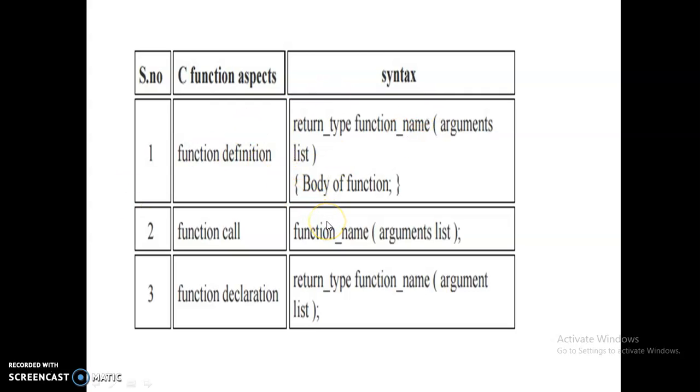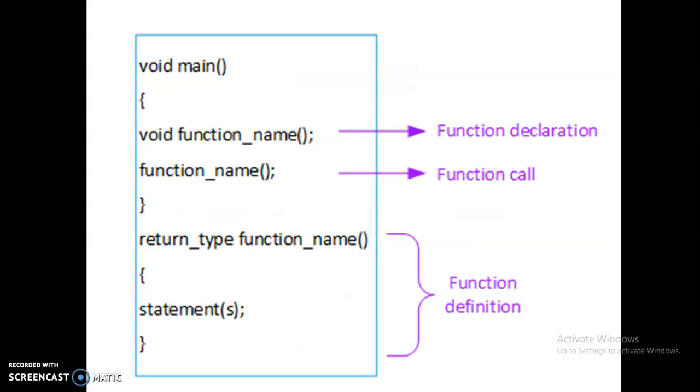After declaring a function, you have to call the function. How do you call the function? By means of the function name and argument list. If it has any arguments, you have to mention them. So this is the function declaration example, that is the prototype declaration that is defined before the main function. This is the main function.